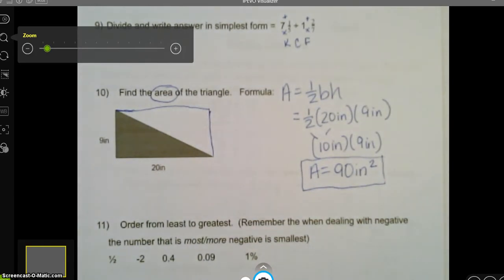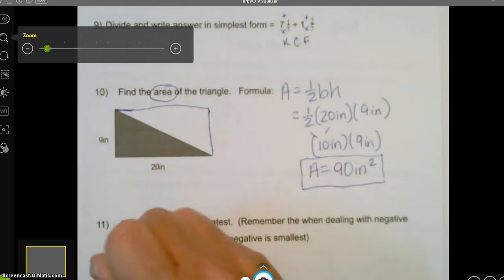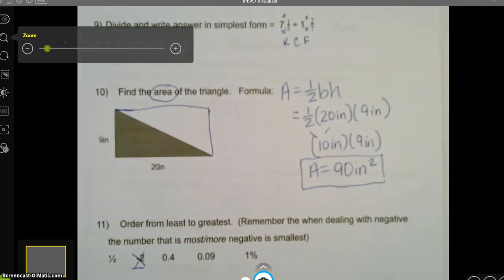As we go to number 11, remember we're doing least to greatest. So start with the one that is most negative, okay? And I only see one negative, so I already know which one's going to be first, right? So I'm not going to even look at that one. Now, you can do this however you want, but if this were me, I would change these into percents. I know most people like to change them into decimals, but I like to change them into percents.